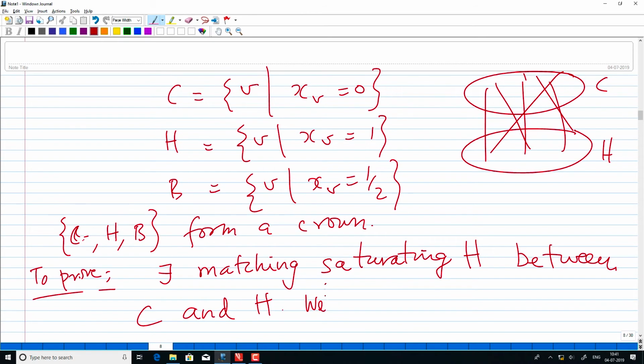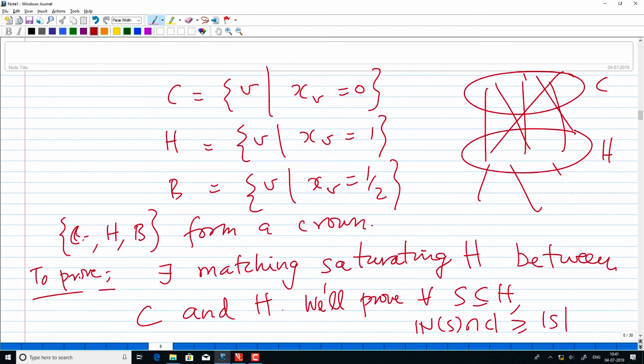So I will prove that, we will prove for every subset S of H, the neighborhood of S intersection C is greater than or equal to the cardinality of S, right? For every subset of H, if you look at its neighbors, because there are more things below also, right? Yeah. I'm just talking about the neighborhood of H in C, their neighbors is at least S. If I show that, then it shows that there is a matching that's saturating H, right? Okay, so I'll give you a hint on how to show it, but I'll leave that as an exercise.